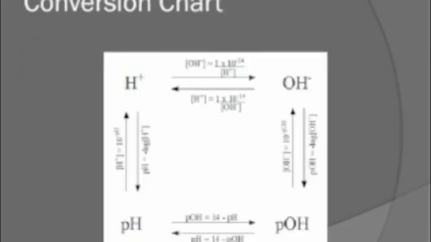Here we have an extremely handy conversion chart that will help you to convert between a hydrogen ion, hydroxide ion, pOH, and pH. Now for example, if you were to convert from pOH to pH, you simply follow the arrow from the bottom right to the bottom left and use the equation pH equals 14 minus pOH. Plug in your variables and there you go. It's as simple as that.